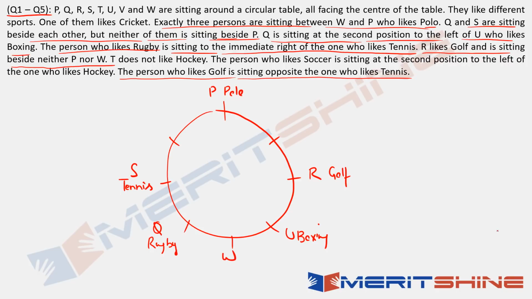Okay, what else is left? Not much. This one I think we can use. The person who likes soccer is sitting at the second position to the left of the one who likes hockey. So what's the only possibility left now? Soccer, hockey. I think that's the only possibility. You put soccer here and this becomes hockey. Just one sport left, cricket. So cricket comes here. And this is almost done. T does not like hockey. So T has to be soccer. And who's the last person left? V. So that's your arrangement.